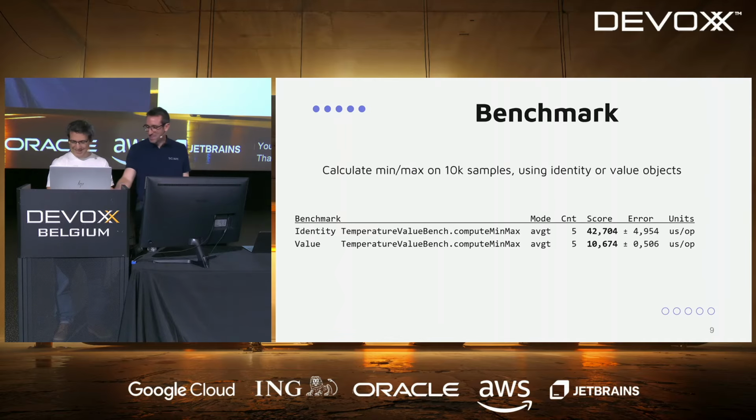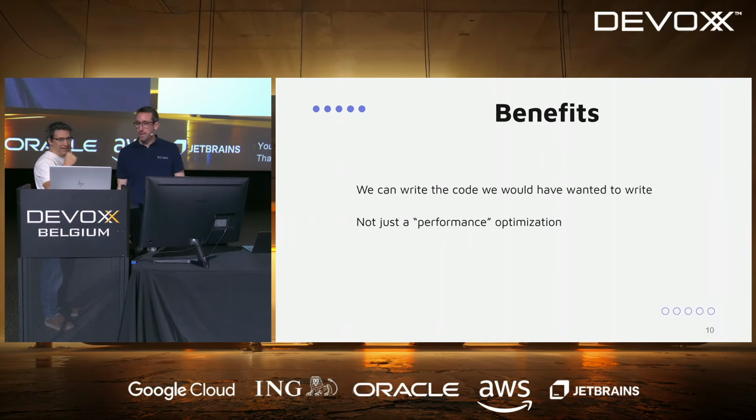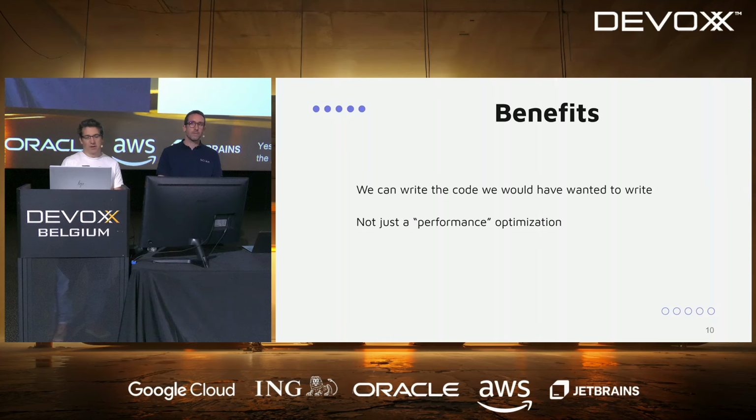Questions? Question? The thing we want to show is that it's not only a performance optimization. Yes, it's a performance optimization, but it's more than that. Usually in the past, we have written a lot of Java code with the assumption that creating objects had a cost at runtime. But now we can create objects with no cost at runtime.